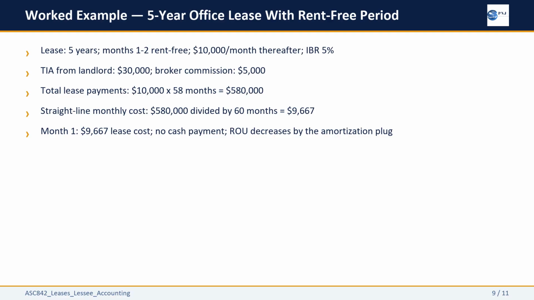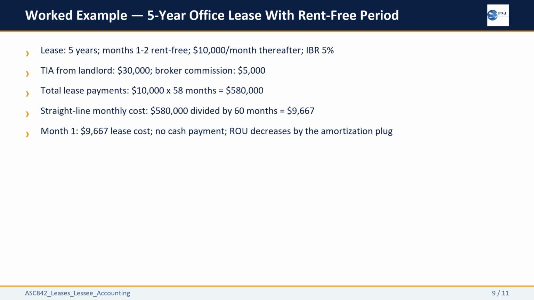Let us trace through a realistic scenario. A 5-year office lease with a 2-month rent-free period and then $10,000 per month for the remaining 58 months. IBR is 5%. The landlord provides a $30,000 TIA and the company paid a $5,000 broker commission. First, total lease payments. 0 for months 1 and 2, then 10,000 times 58 equals $580,000. Straight line monthly cost. 580,000 divided by 60 months equals 9,667.